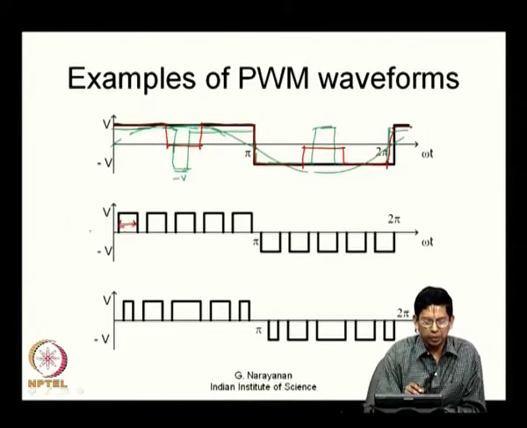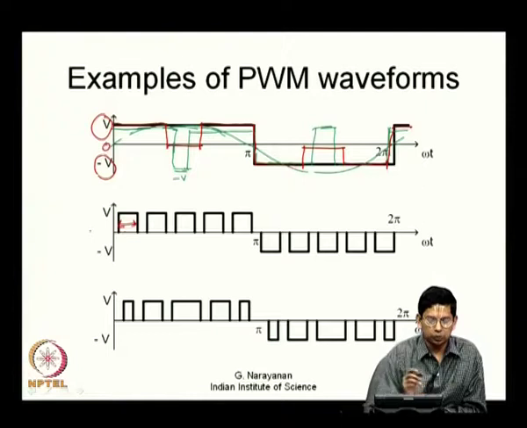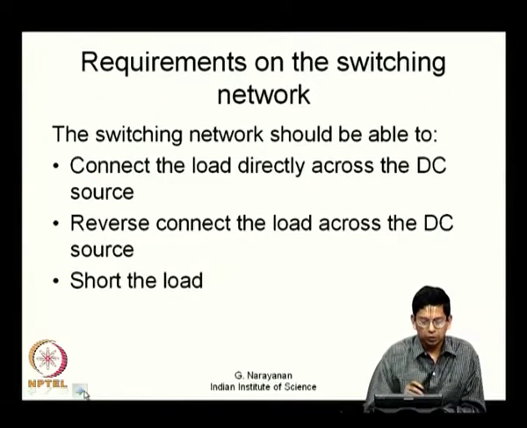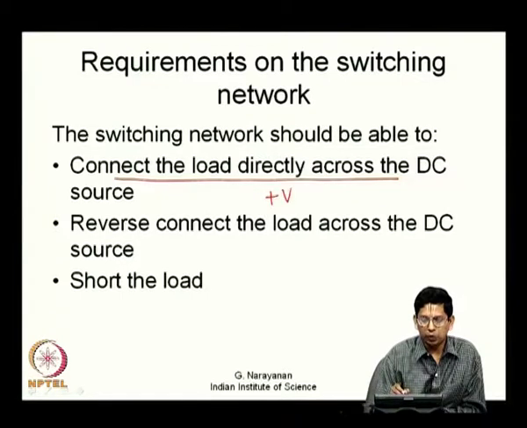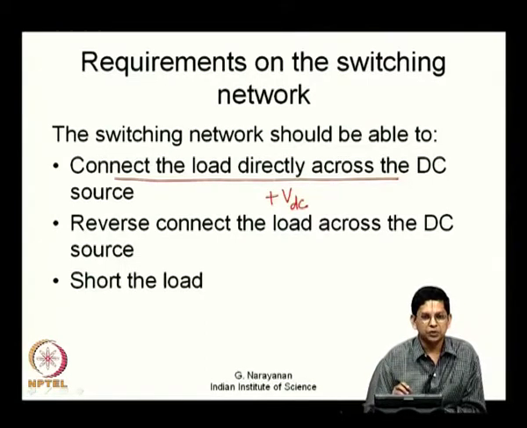So, this converter should be capable of taking an input V, a DC input V, and producing an output which is either equal to plus V or equal to minus V or equal to 0. That is what we want. So, the switching network should be capable of connecting the load directly across the DC source, that is, you are producing an output equal to plus V. If you call VDC the DC input voltage, it should be capable of applying plus VDC between the two output terminals.